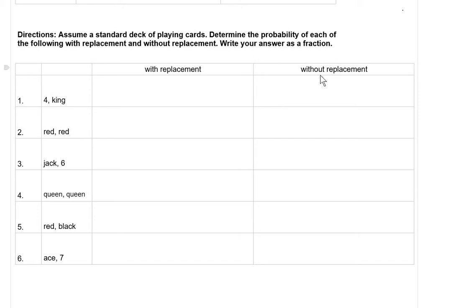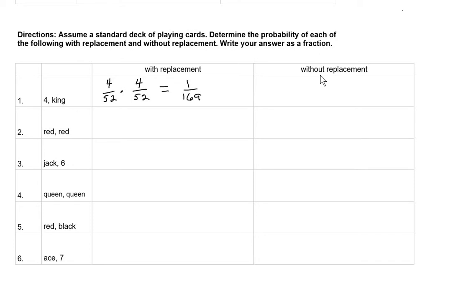All right, so with replacement, drawing a 4 and then drawing a king, the probability of drawing a 4 is 4 out of 52. Now I'm going to replace that card, and then I'm going to still have 52 cards to choose from, and the probability of getting a king is 4 out of 52. So to find this compound probability, I'm just going to multiply those two fractions together, and I get 1 over 169.